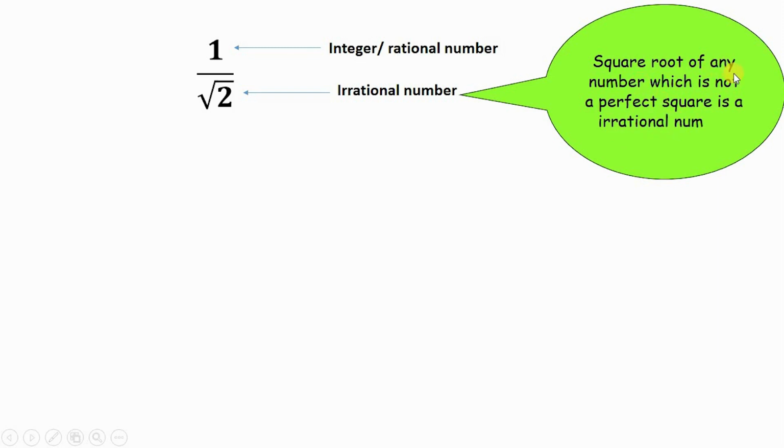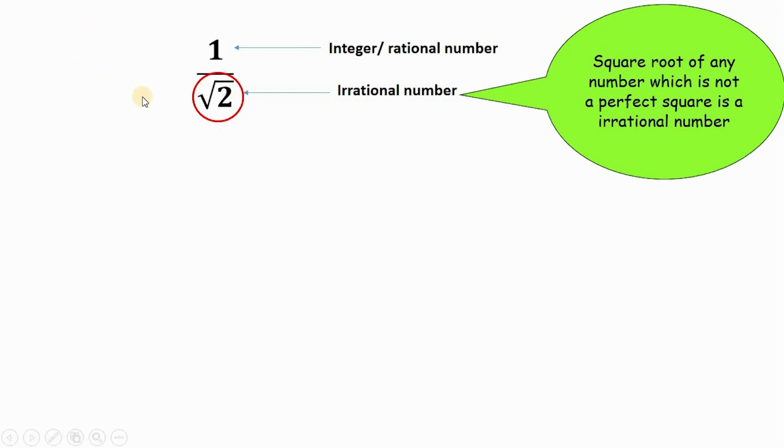Okay, the square root of any number which is not a perfect square is an irrational number. Now the next one: 1 by square root of 2, a rational number divided by an irrational number, is not called the standard form of a number. In the standard form, it is necessary to always have a rational denominator. We should write the denominator as a rational number.